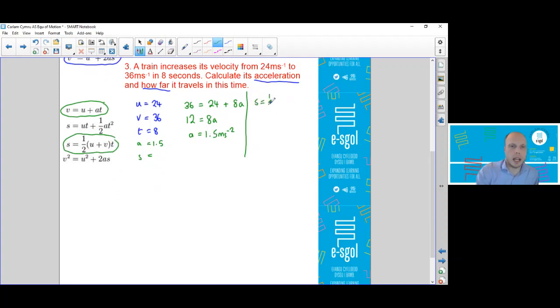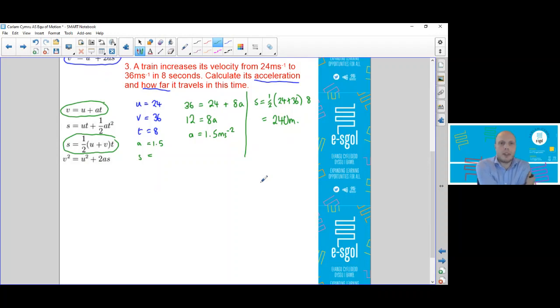So S equals a half of 24 plus 36, and that's all being times by 8. 24 add 36 is 60. Half of 60 is 30. And 30 times 8 is 240 meters. So that's basic use of the equations of motion, often called the Suvat equations.